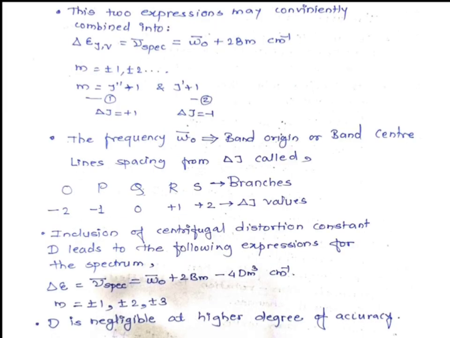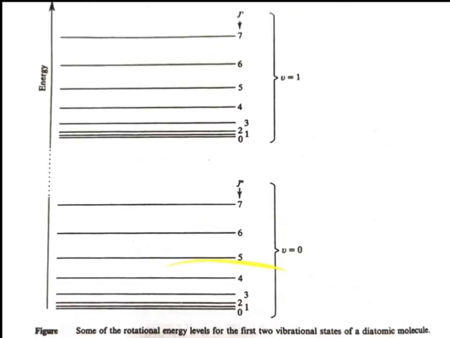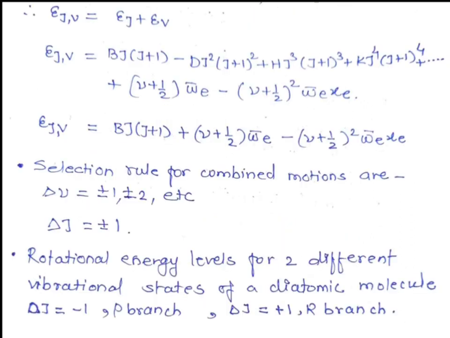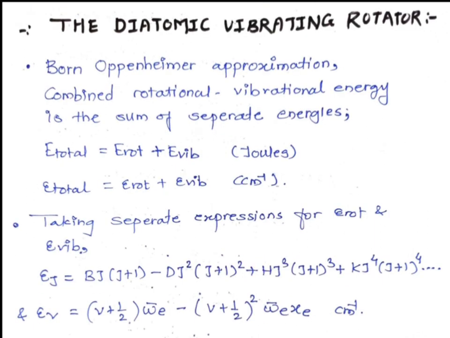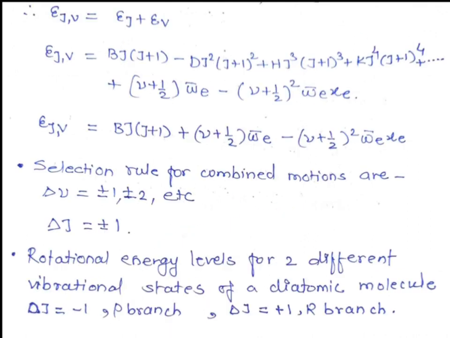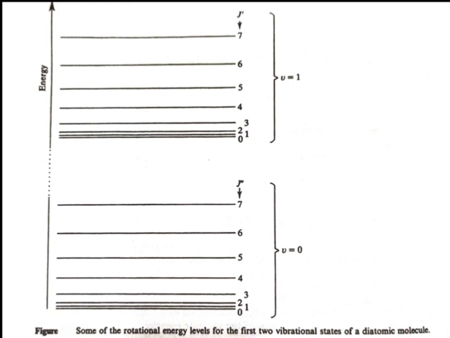So these two expressions may be conveniently combined. We have taken the equations E_JV is equal to BJ(J+1) plus (V + 1/2) omega bar E minus (V + 1/2) squared omega bar E x_e. Initially we took these two equations, E_J and E_V, separately, then we found E_JV, that is the combined energy of the vibrational plus rotational motion.